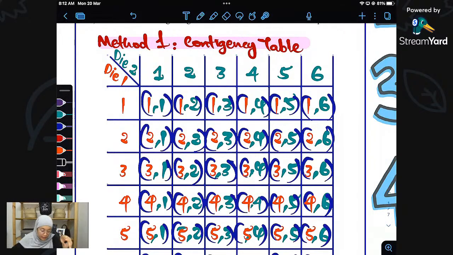Okay, so let's say kita throw the 2 dice. So tiba-tiba kita dapat, oh wow, this is so nice. Both of the 2 dice give you 1-1. Okay, nombor 1.